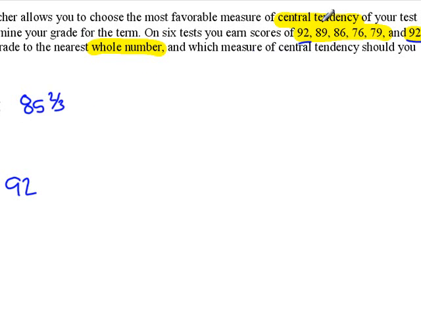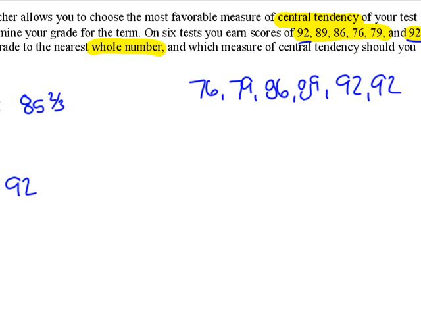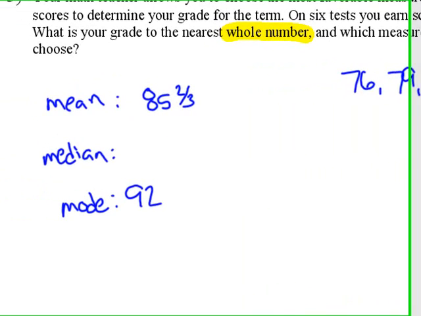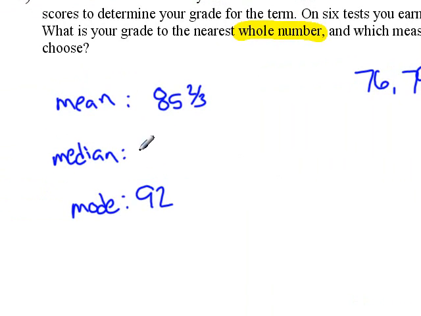And the median, let's see, the median, we need to put these in order. So 76, 79, 86, 89, and 92 a couple of times. And then find the middle. Well, the middle is right between 86 and 89. So we need to find the average of 86 and 89. So add 86 and 89 together and divide by 2, and we get an average of 87.5. So the median would be 87.5.